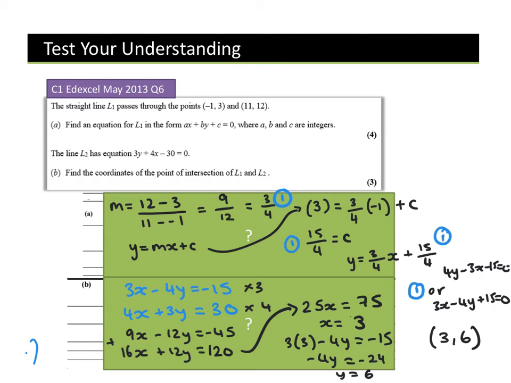And again, where do you get your marks from? It's 3 marks. So you get 1 mark for adding or subtracting your simultaneous equations, 1 mark for then substituting, finding x, and another mark for using that to substitute in to y.